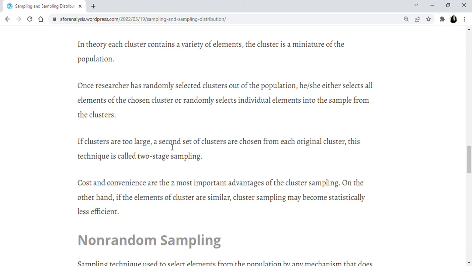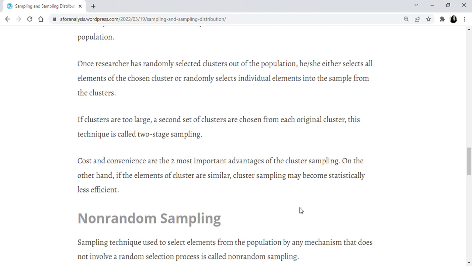So here the most important thing is the cluster. Within a cluster, there should be enough heterogeneity, or it should be a good representation of the population. If that's not happening, then this is not very useful.